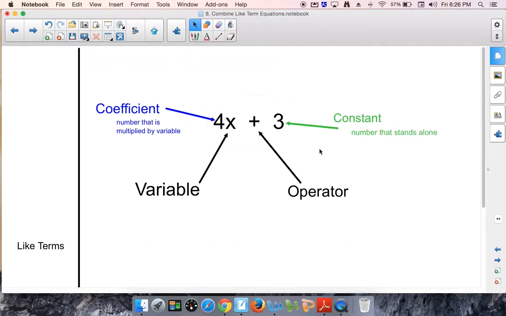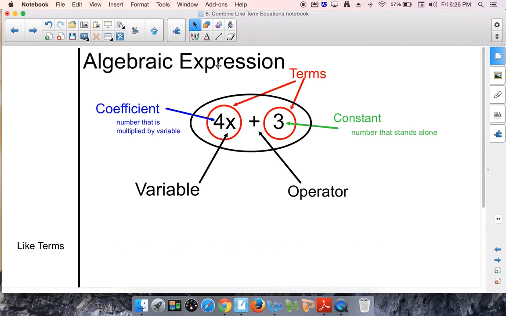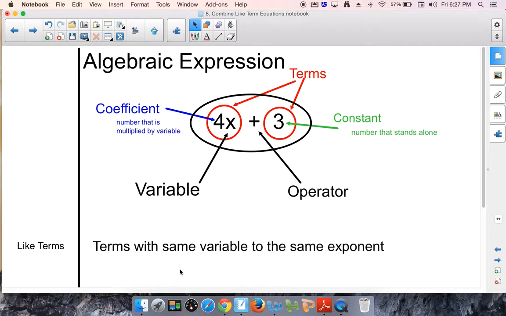3 represents a constant. It's a number that stands alone. It does not have a variable attached to it. The 4x and the 3 are considered terms. They're separated by an operator. This whole thing is known as an algebraic expression. An expression, again, because it does not have an equal sign. So what we're going to do is look at terms, these things today, that are alike. So like terms: terms with the same variable to the same exponent can be put together. That makes it a like term.